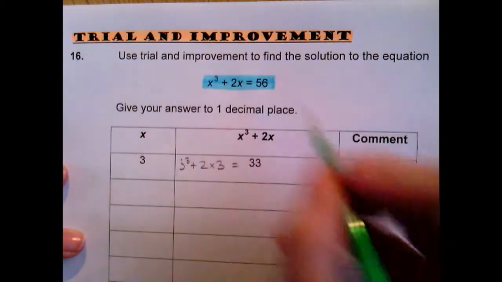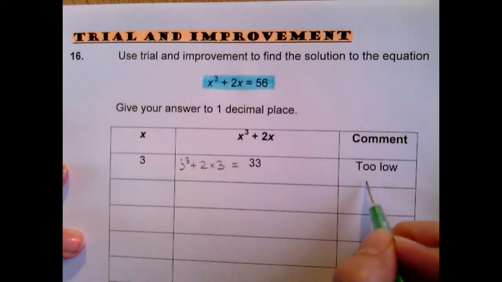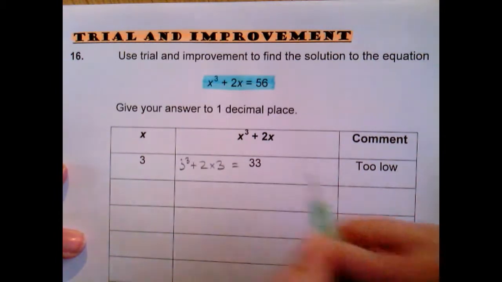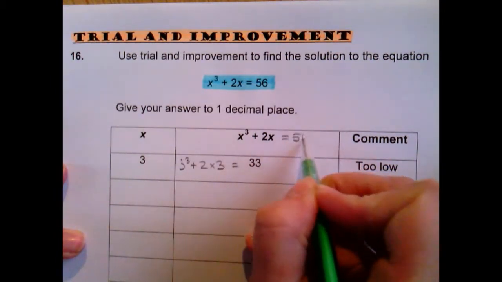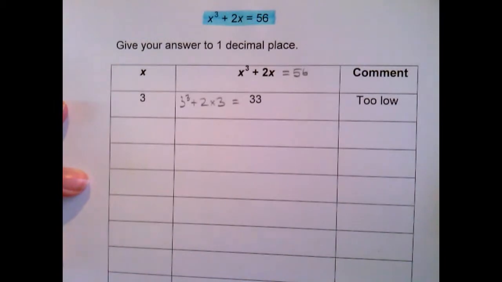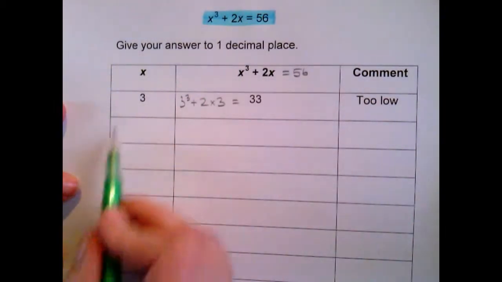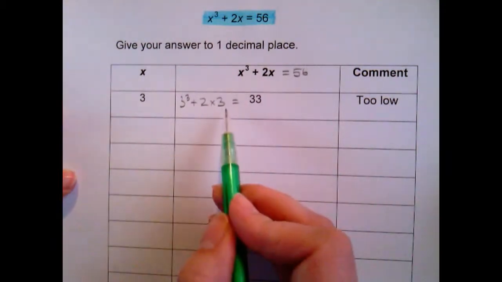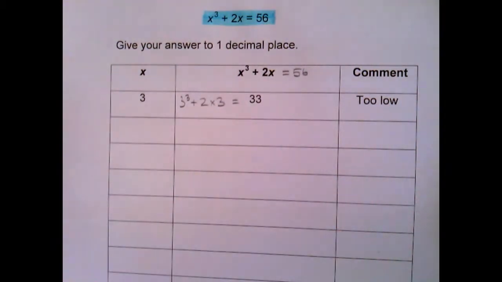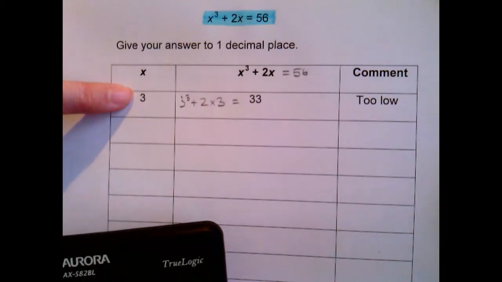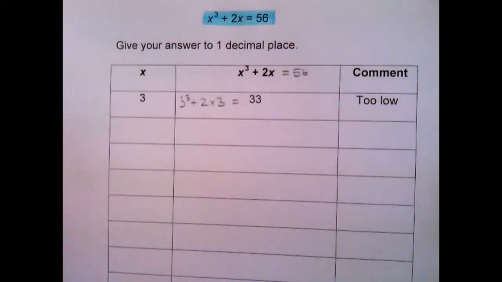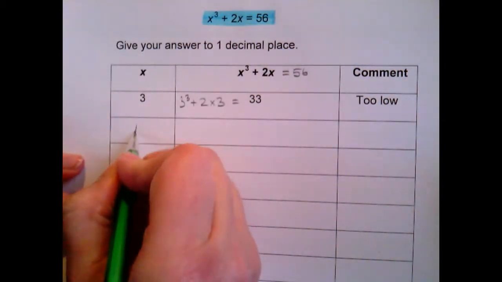We're looking for 56. So the comment space that they've given here, you would just write that it's too low. So we are trying to get this as close to 56 as possible. When it says give your answer to 1 decimal place, they mean your final answer here, not every wee bit of your working out here. So 3 is getting you an answer that's too small. So you would try the number 4 then.